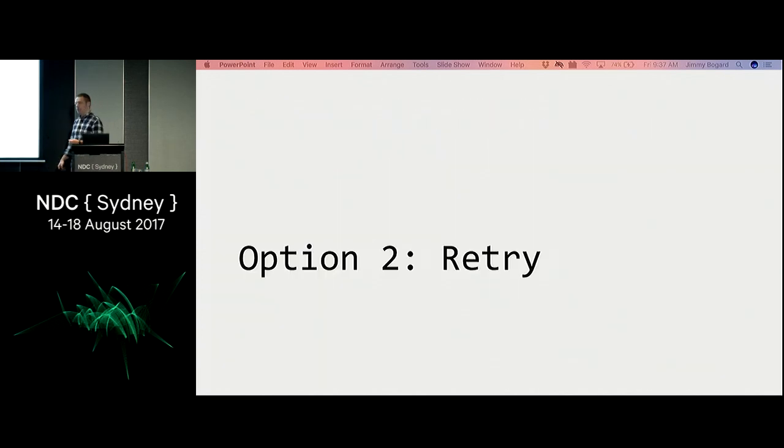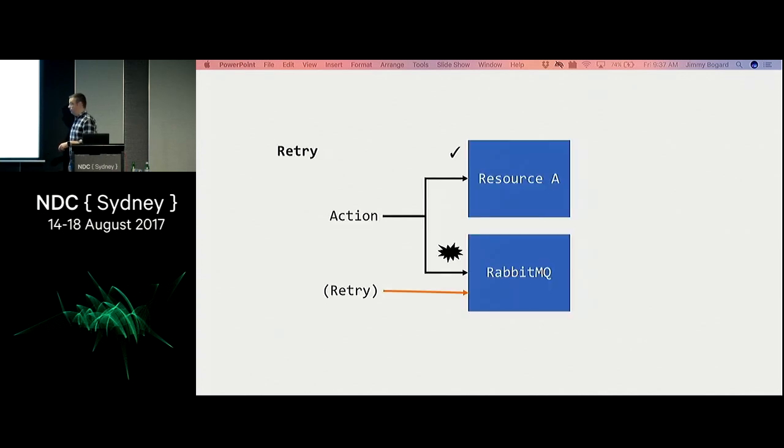The next option is retry. Now this becomes interesting because most message brokers that I work with don't really have any concept of a retry. A retry is like send the message again. And so what does it look like in RabbitMQ? Well, for us, if RabbitMQ fails for whatever reason, we can retry to send that message, but that doesn't necessarily mean that the first message actually failed.